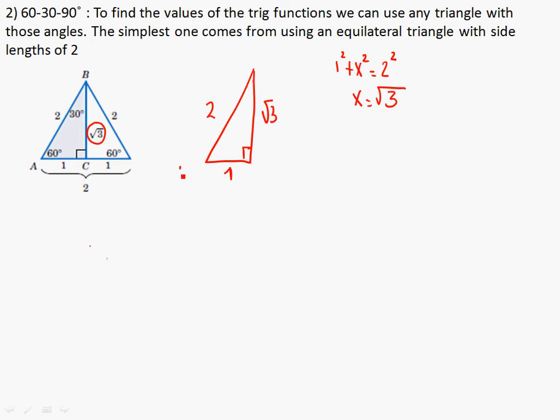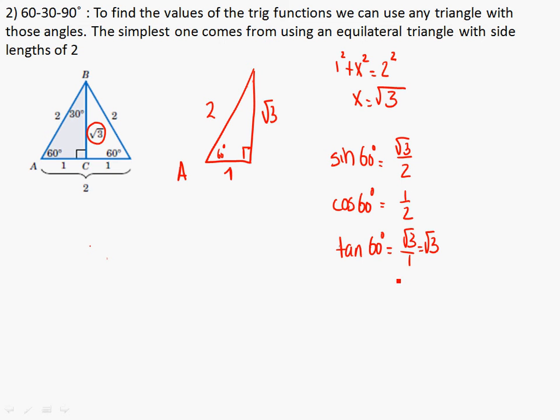Okay, so if I'm at A, so if that's the 60-degree angle, then the sine of A, so the sine of 60 degrees, is going to be what? Square root of 3 over 2. The cosine will be, and the tangent will be square root of 3 over 1, right? Which is square root of 3. Okay, then clearly you can flip them.